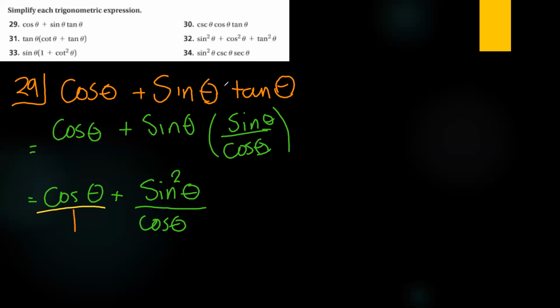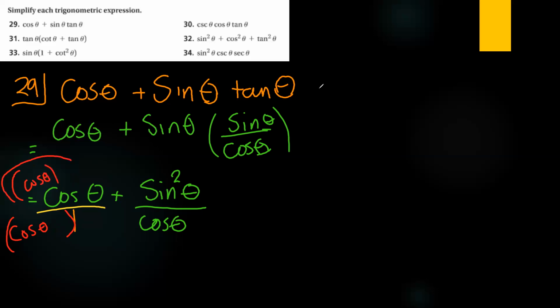We have cosine of theta over 1 plus sine squared over cosine. I need to simplify them. I need now to make them have the same denominator. When we have the same denominator, that means I have to multiply this part here with cosine and this part here with cosine.